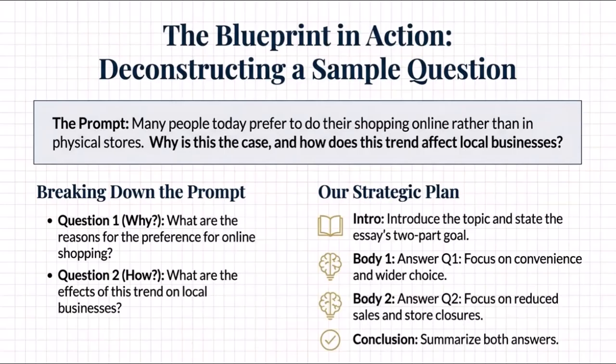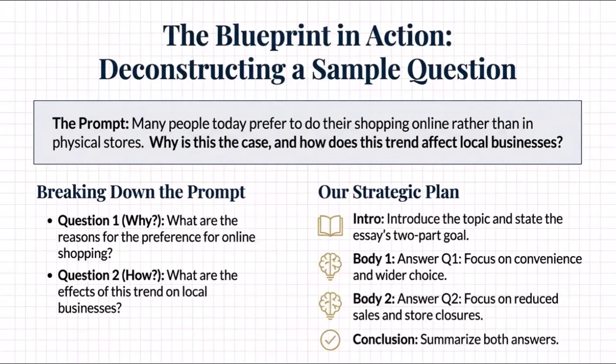Our sample prompt gives us a background statement about online shopping and then asks two distinct questions. The prompt is, many people today prefer to do their shopping online rather than in physical stores. Why is this the case, and how does this trend affect local businesses? So we have our statement and then our two questions. Question 1, why? Why do people prefer online shopping? Question 2, how? How does this trend affect local businesses?